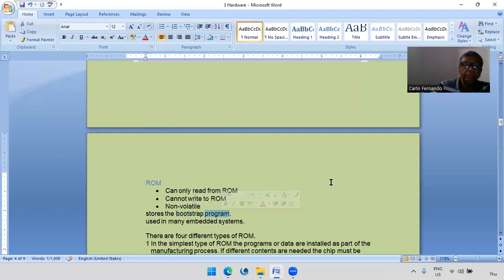The bootstrap program is in the ROM. It's non-volatile, so it won't get erased. You can't write into it. No one can change it. And the manufacturer has put this program to start the computer, or boot the computer. Starting the computer and booting the computer, I have told you.